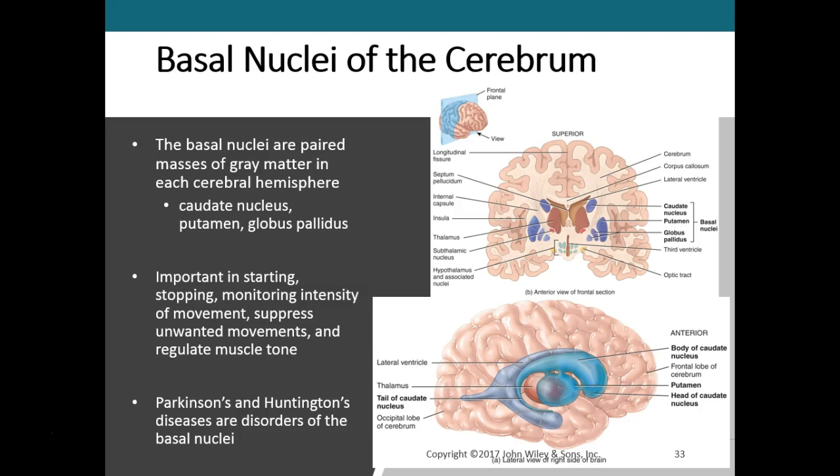Disorders like Parkinson's disease, obsessive compulsive disorder, schizophrenia, and chronic anxiety are thought to involve dysfunction of the circuits between the basal nuclei and the limbic system. Now we'll talk a little bit more about that when we move into different areas of the brain, including the sensory, motor, and integrative or association functions of the brain.